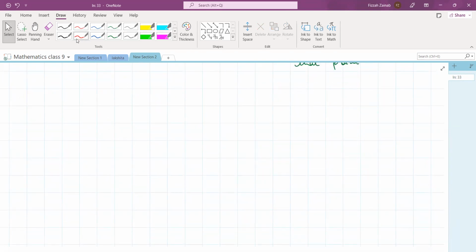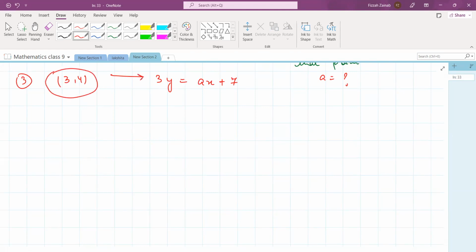Right, question number 3. See, if the point (3, 4) lies on the graph of the equation 3y = ax + 7, find the value of a. This is the question. Now, we already know that when this point is falling on this line, that means this point is a solution of it.